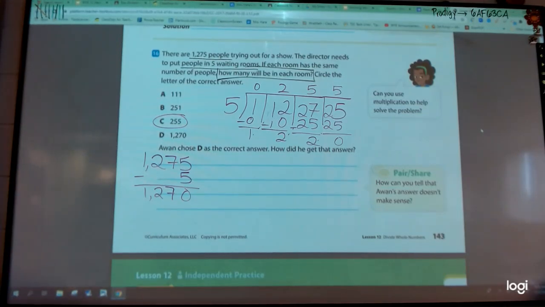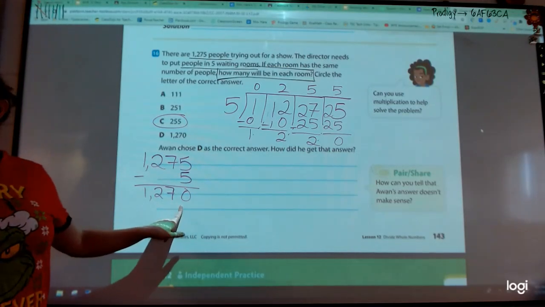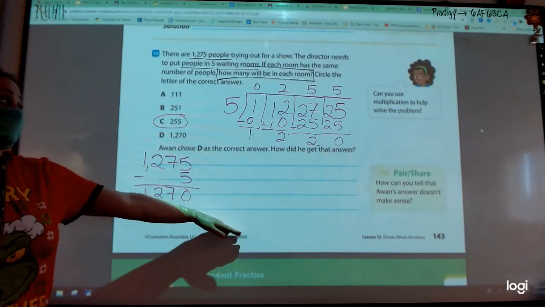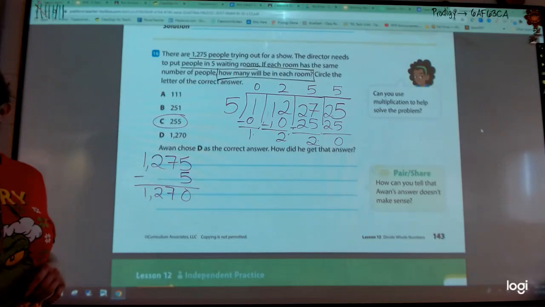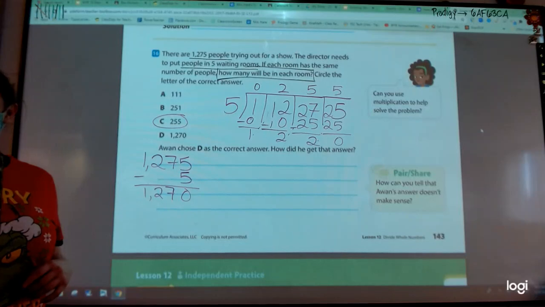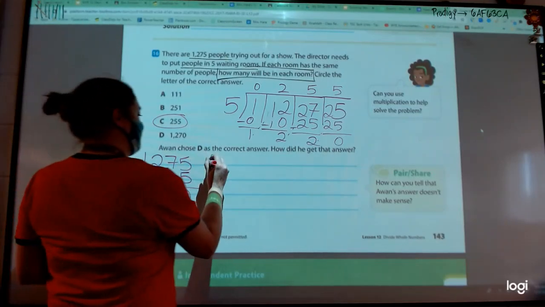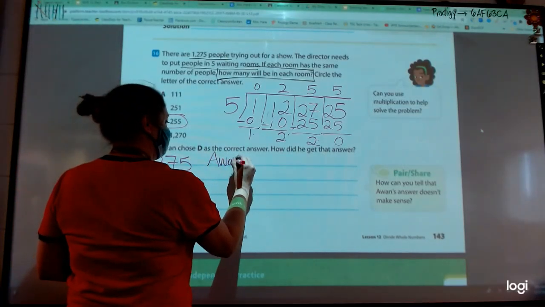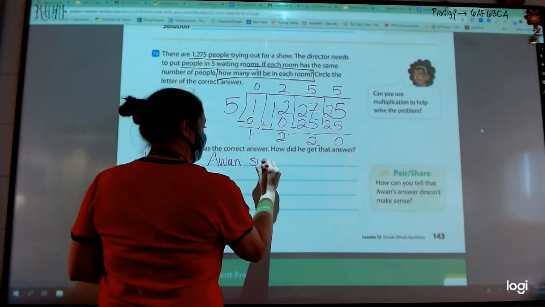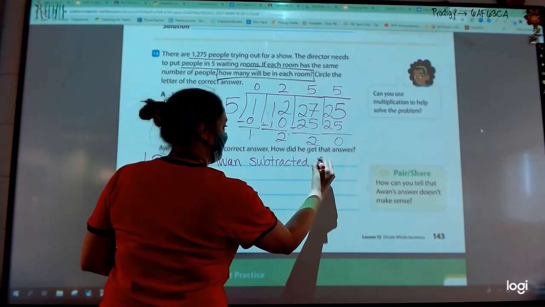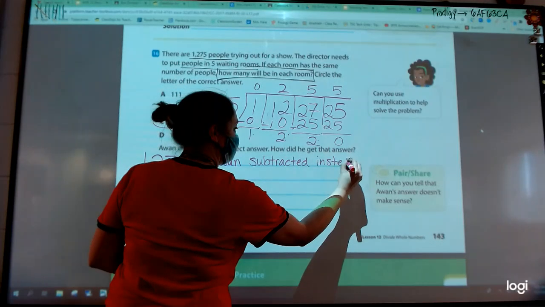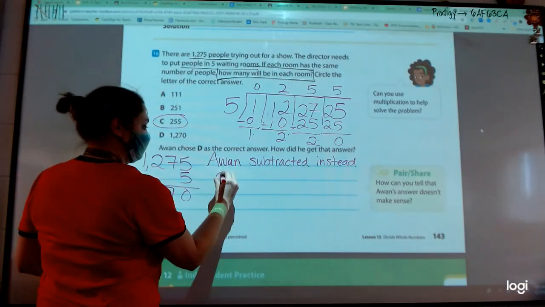A-W-A-N. All right, so this is good to show that you figured it out, but we still need to use words, okay? How did he get that answer? How can we describe that? Hayden? He got that answer because he subtracted instead of divided. Perfect. A1 subtracted instead of dividing.